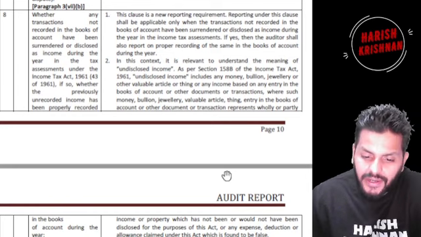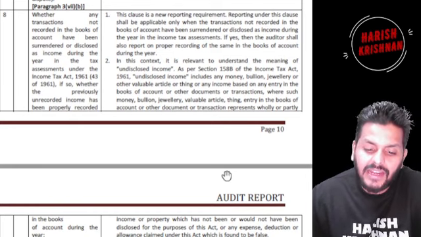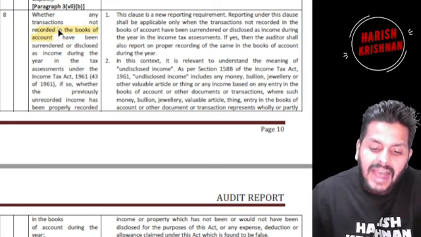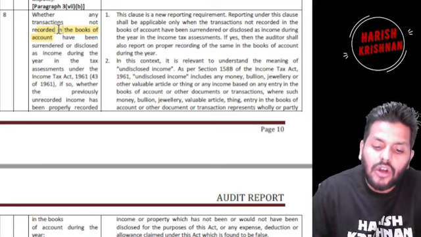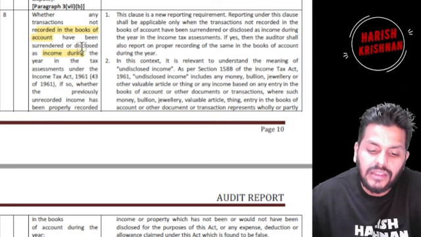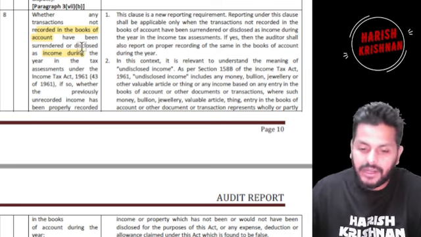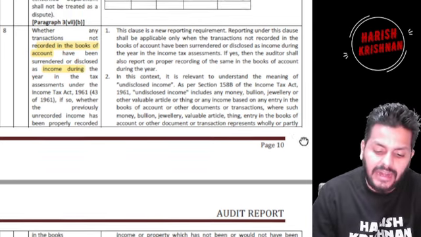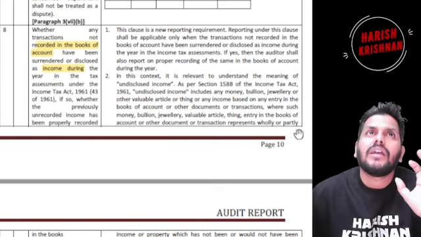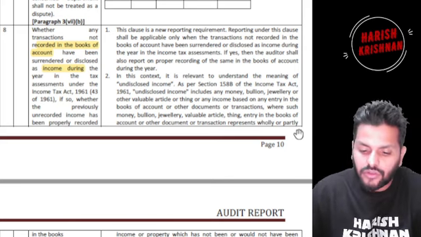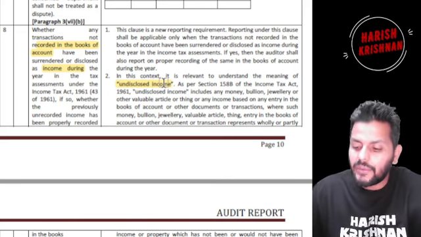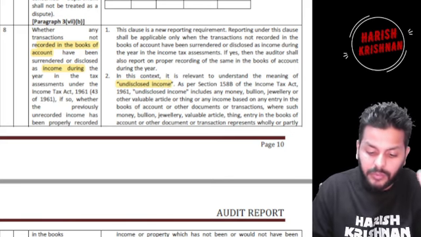Now when it comes to point eight: whether any transactions not recorded in the books of account have been surrendered or disclosed as income during the year in the income tax assessment. So it's an absolutely new point they added. Okay, so you have to mind this point. What was earlier not disclosed anywhere, undisclosed income as it's going by, it's a very, very important point. Later, when an assessment was going on, that's when this point is being discussed.